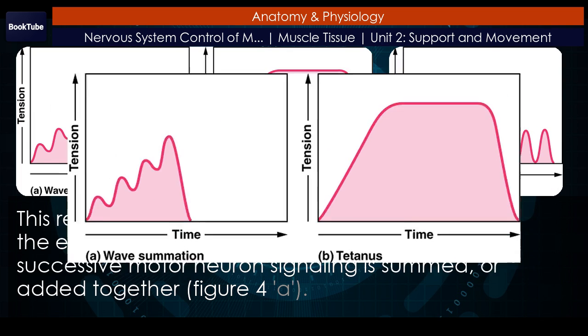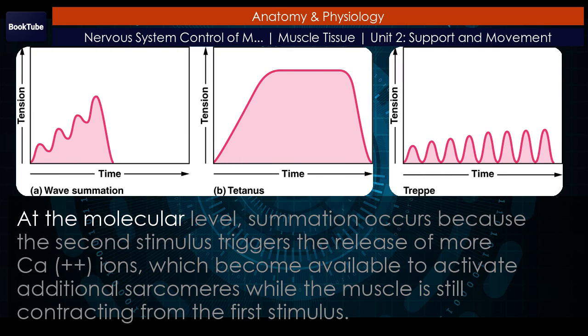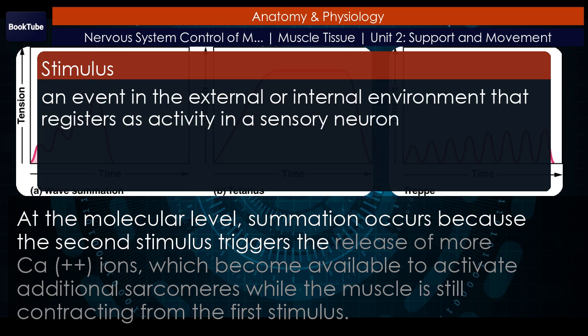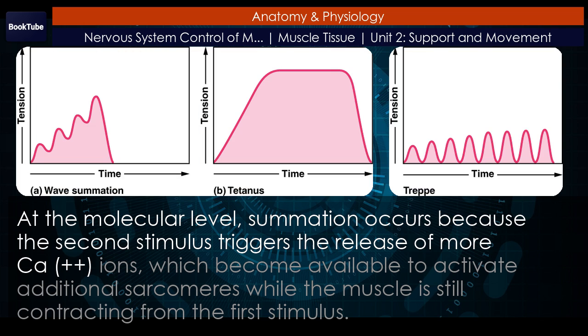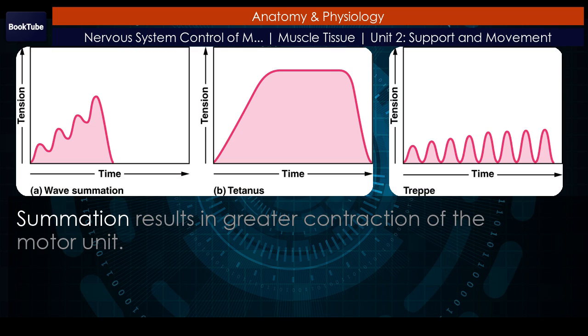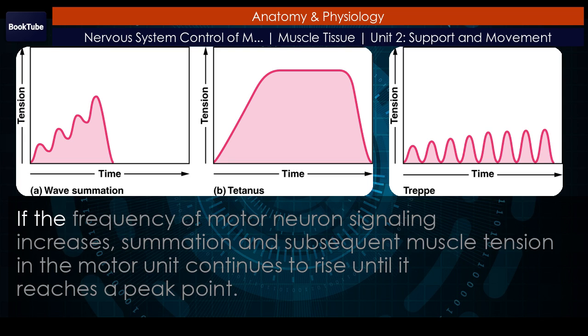Figure 4. At the molecular level, summation occurs because the second stimulus triggers the release of more Ca++ ions, which become available to activate additional sarcomeres while the muscle is still contracting from the first stimulus. Summation results in greater contraction of the motor unit. If the frequency of motor neuron signaling increases, summation and subsequent muscle tension in the motor unit continues to rise until it reaches a peak point.